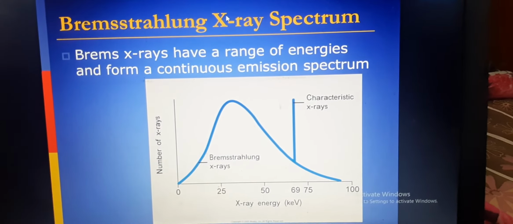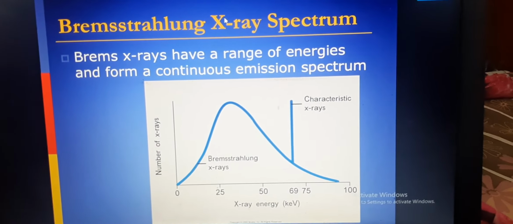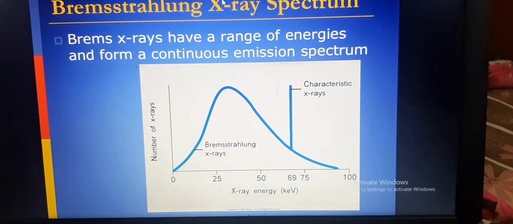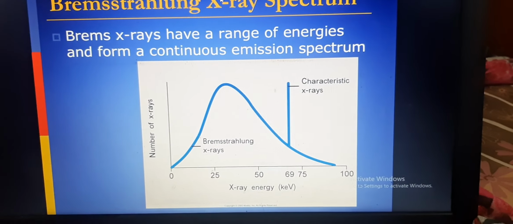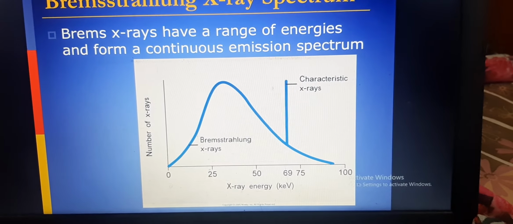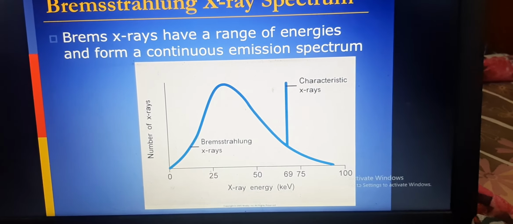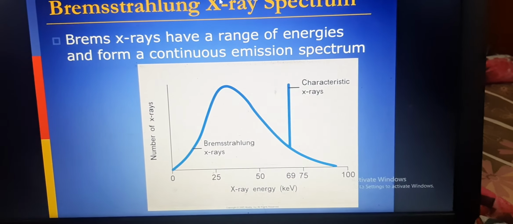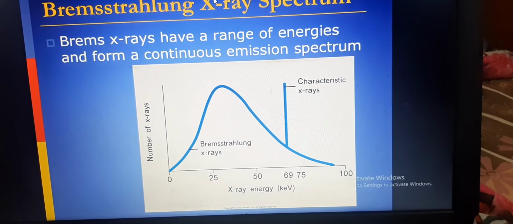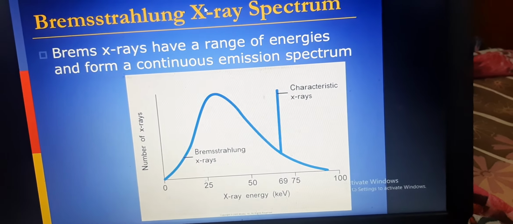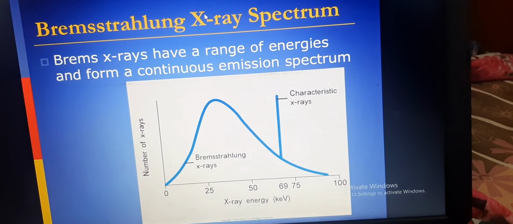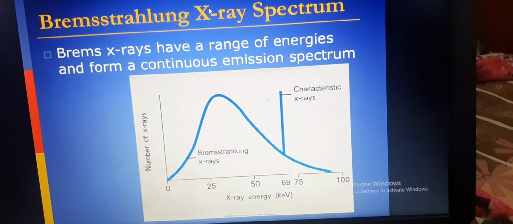In other words, when an X-ray tube is operated at 70 kVp, this is a spectrum designed for a 70 kVp machine. Bremsstrahlung photons with energy ranging from 0 to 70 keV are emitted. As you see in the diagram, the shape of the Bremsstrahlung X-ray spectrum is the same for all machines.